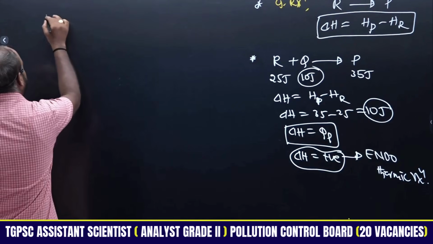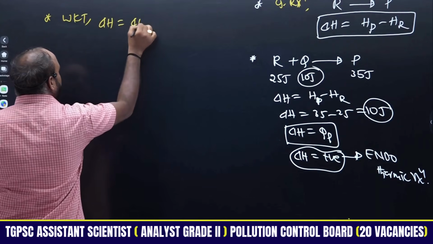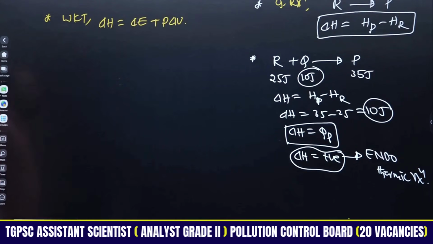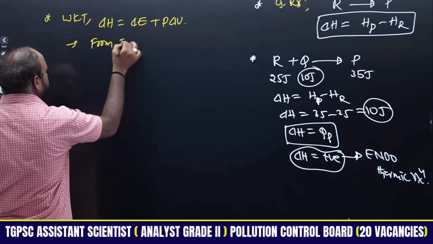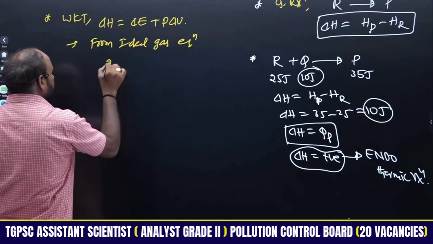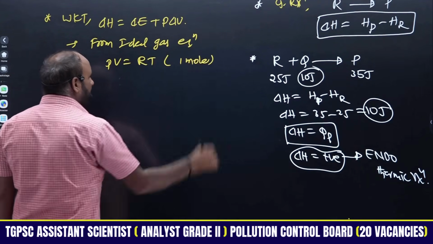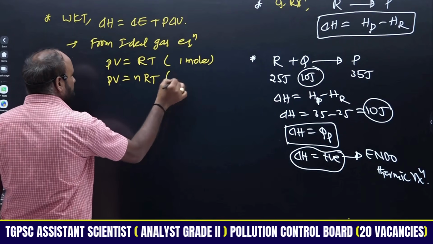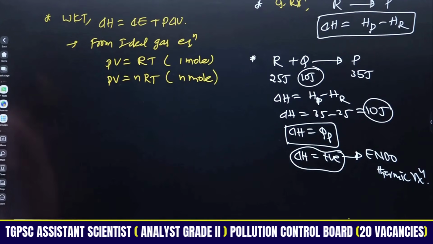We know that delta H is equal to delta E plus P delta V, that we know. Then from the ideal gas equation, we know that PV is equal to RT. This is applicable for 1 mole. For n moles, PV is equal to nRT. For 1 mole it is RT, for n moles it is nRT.